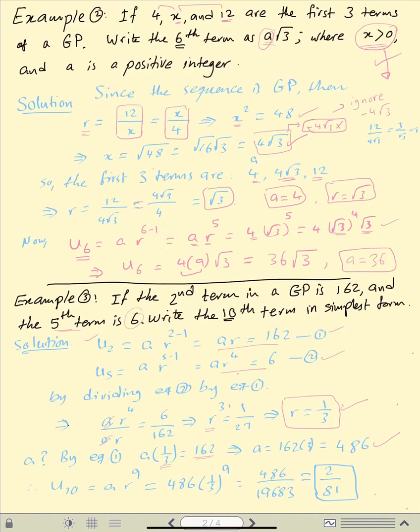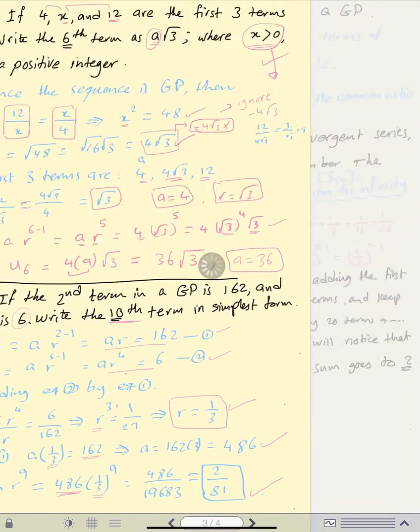He wants the 10th term, which is U10, which is ar to the power of 9. Just substitute the values of a and r. You will get this fraction in the calculator. Simplify it in the calculator and you will get it in simplest form: 2 over 81. These are variant forms of examples that may come in the exams.